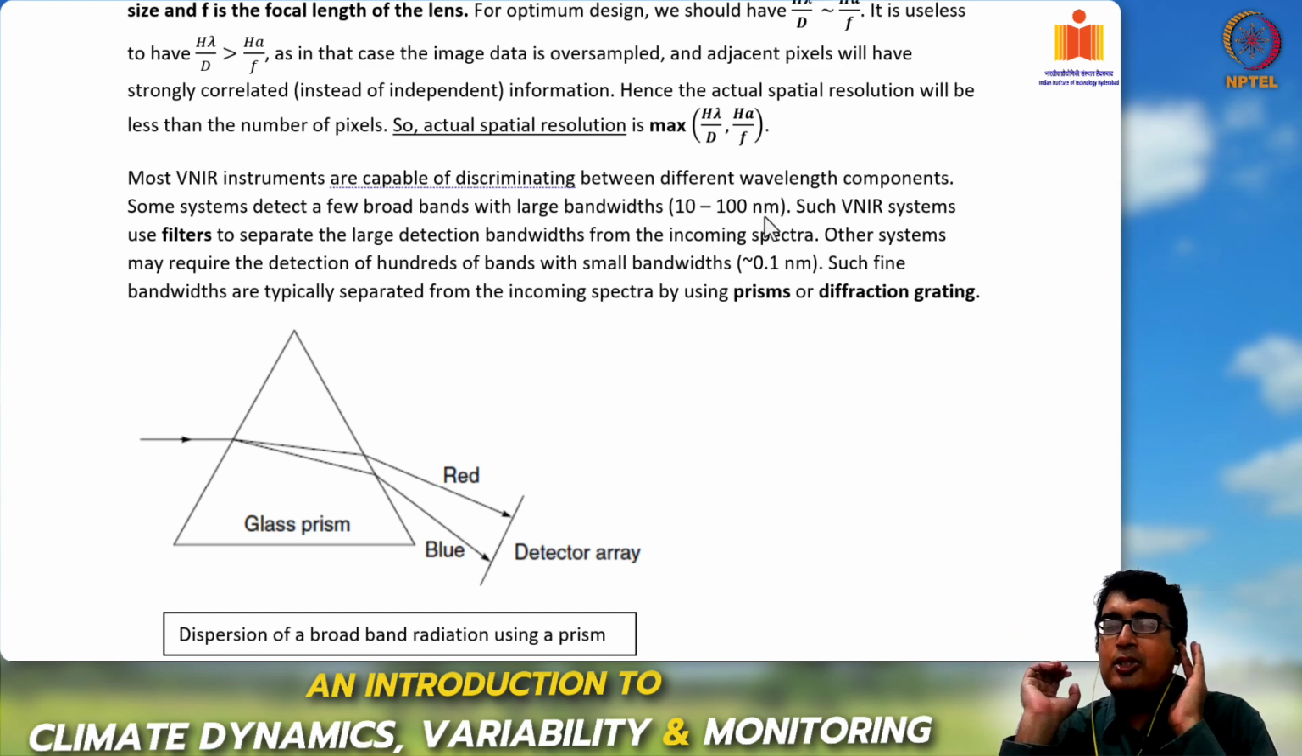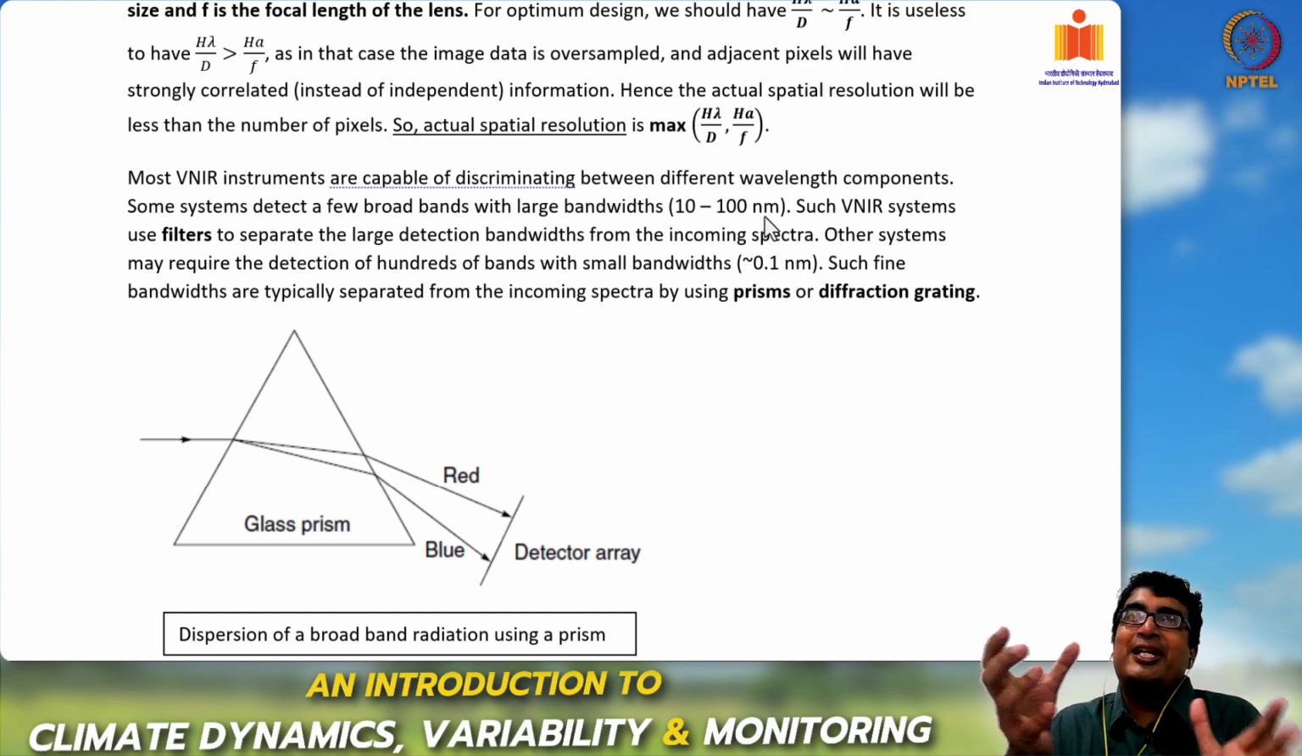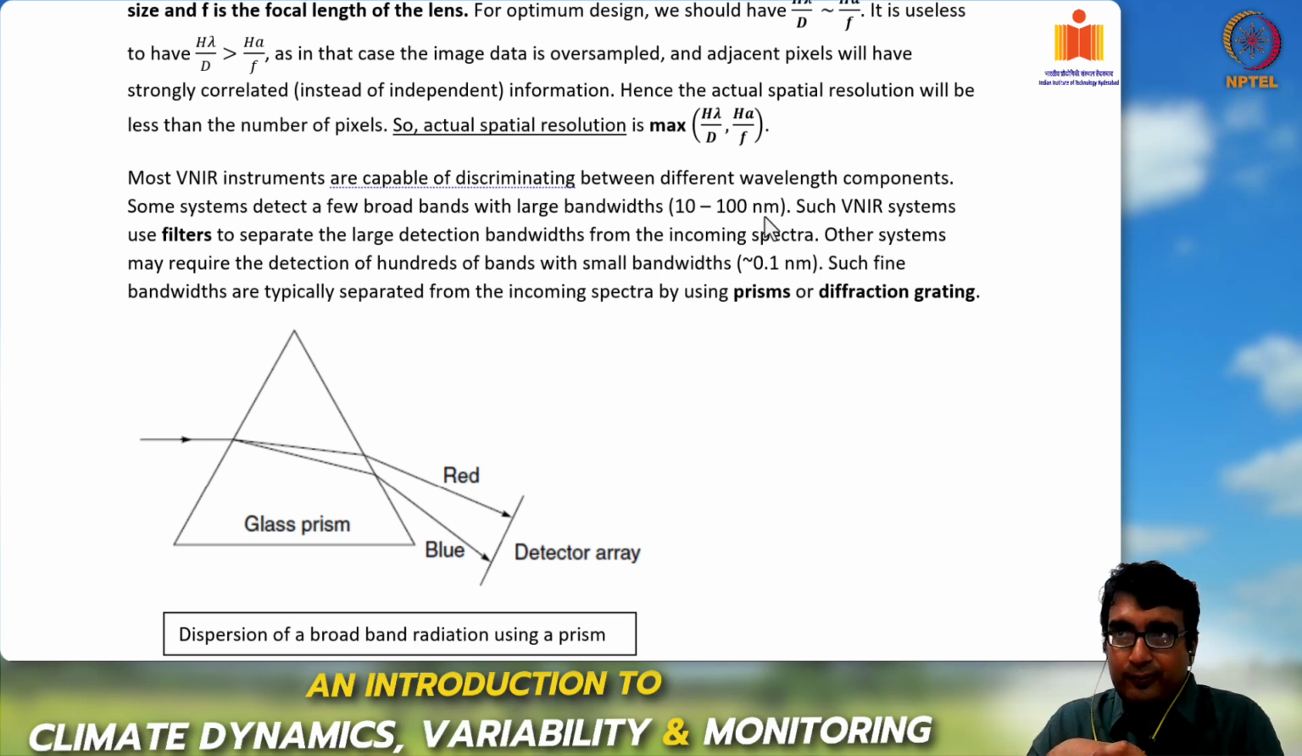So, what does this mean? Suppose you want to detect around the blue region, which is around 6 micrometers, for example. 6 micrometers is 6,000 nanometers, correct? Micro and nano.